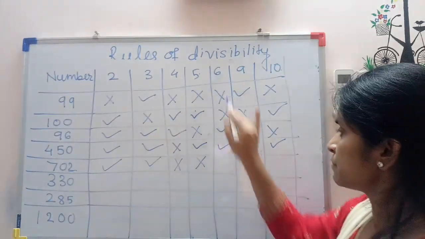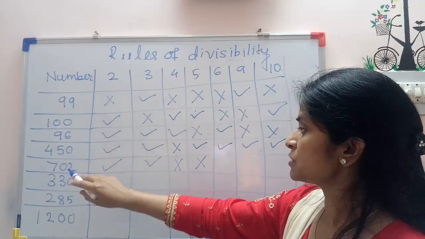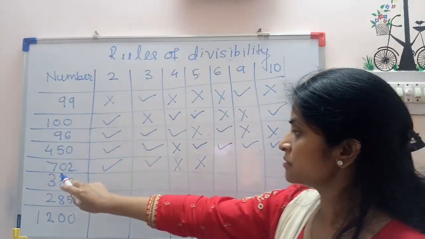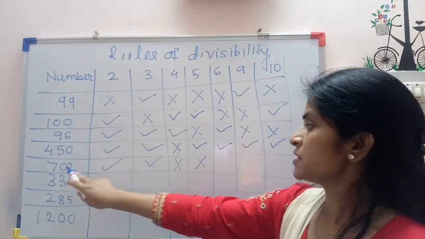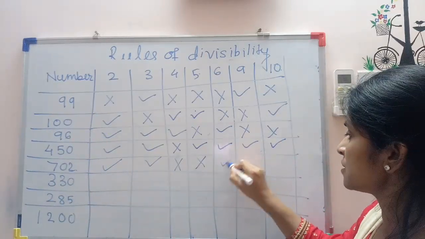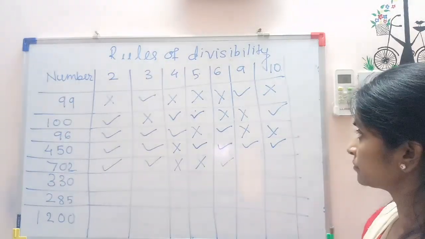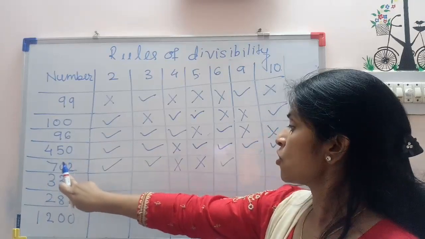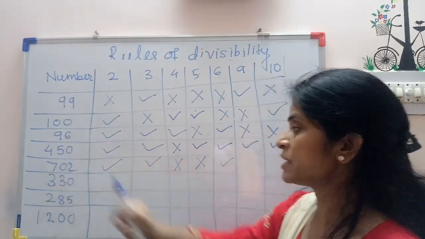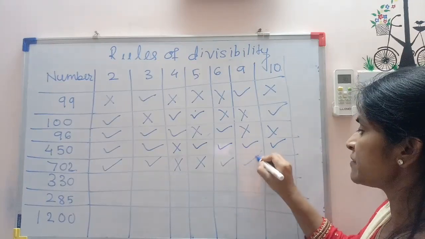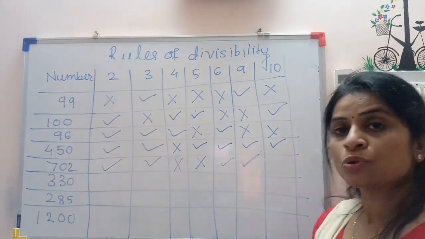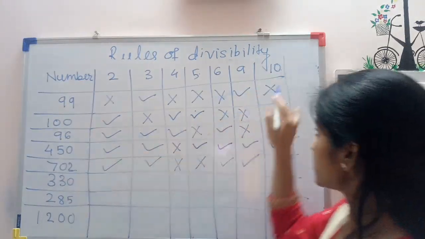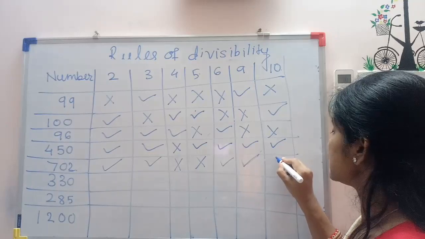Now next one, divisibility by 6. For that we have to see the divisibility by 2 and divisibility by 3. It is divisible by both 2 and 3, so it is also divisible by 6. Now is it divisible by 9 or not? For that, 7 plus 0 plus 2 is 9. So 9 is divisible by 9. So 702 is also divisible by 9. Now the given number is not divisible by 10 because it does not end in 0.